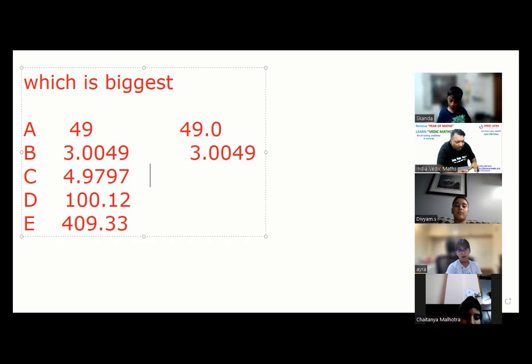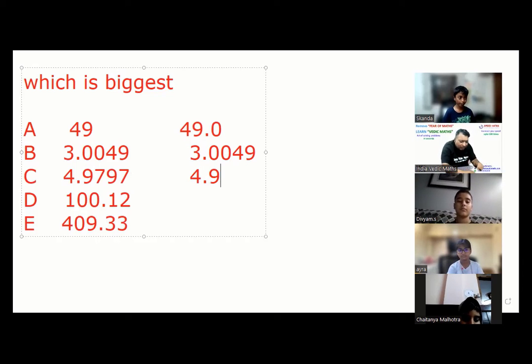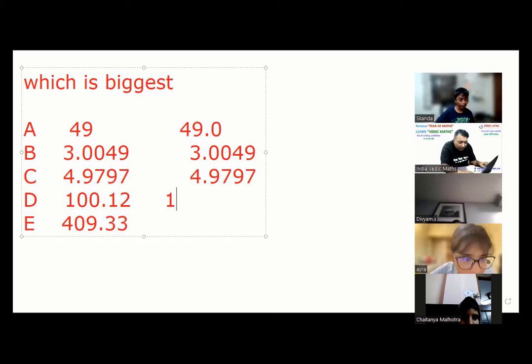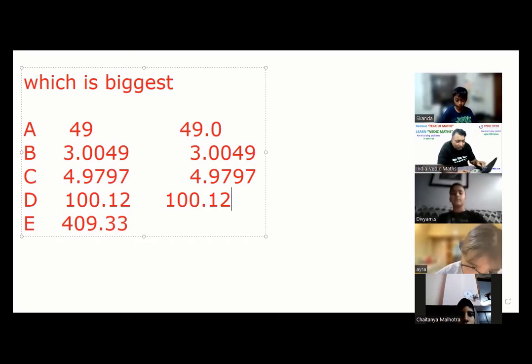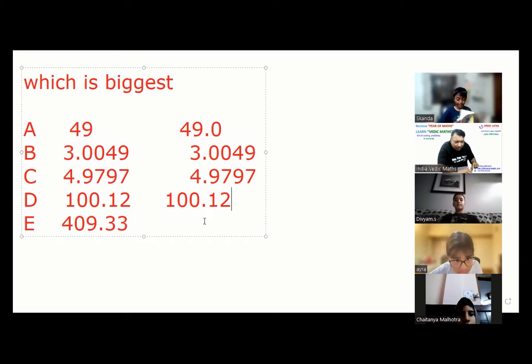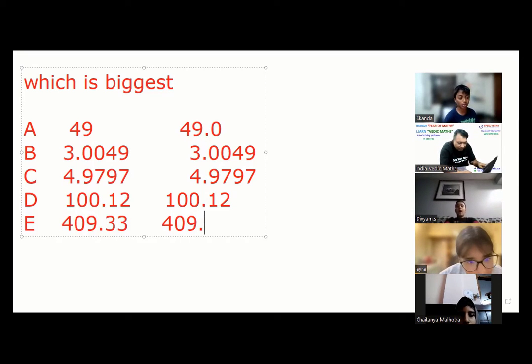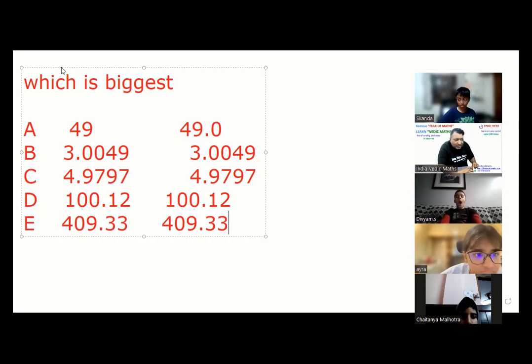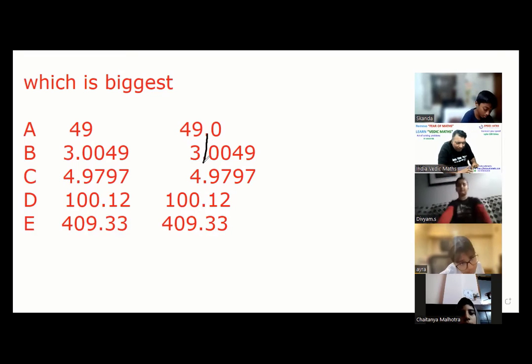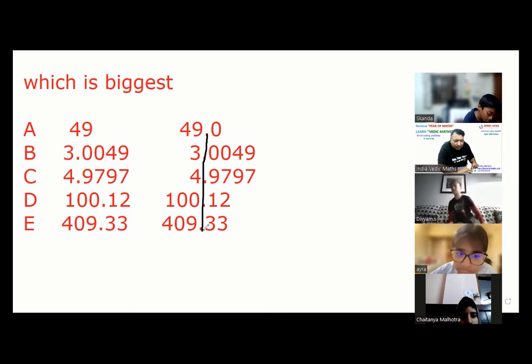You write 4 point. You can do this directly also, but just for first practice, you write it like this. 100 you write like this. Your decimal points should match, one below the other. And you write 409 as. See guys, your decimal point should match. That is the mistake you are making. The decimal points match. Now which number is bigger in the whole number? This.